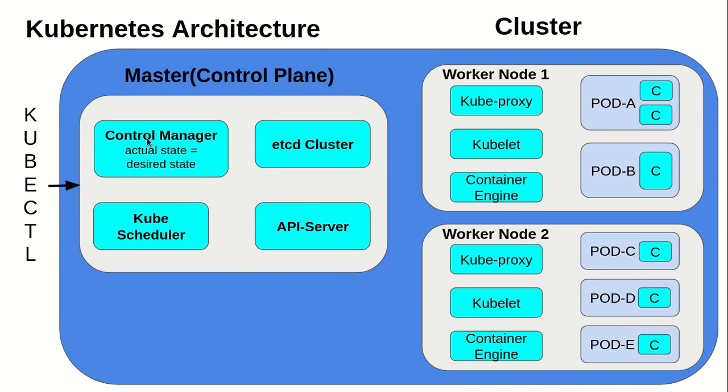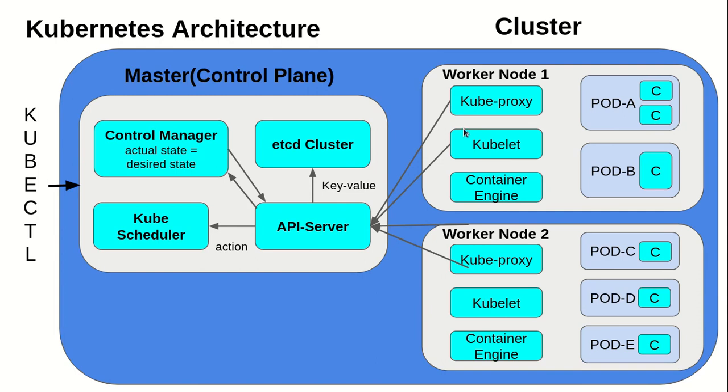The first thing you need to remember is the API server. The API server is the most important thing if you want to build the connection between the master node and the worker node. As you can see, these are all the components of the worker node and the master node, and they communicate with each other with the help of this API server.